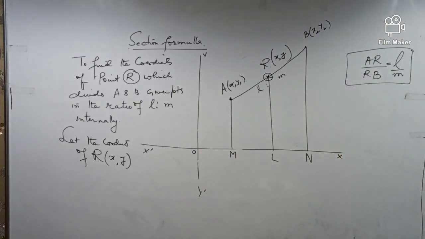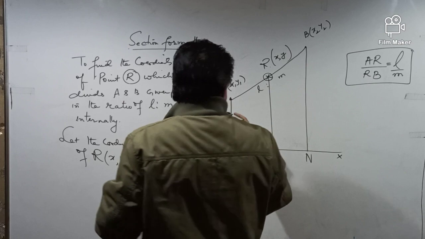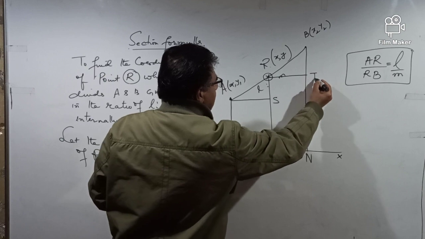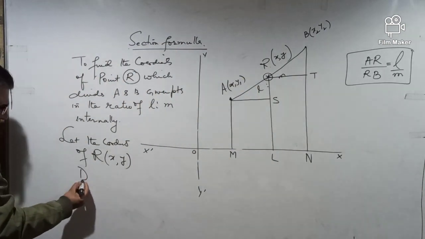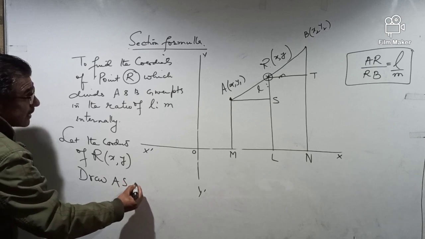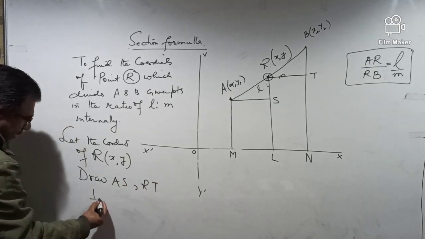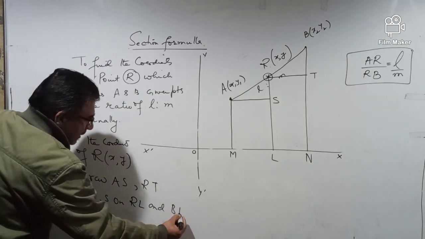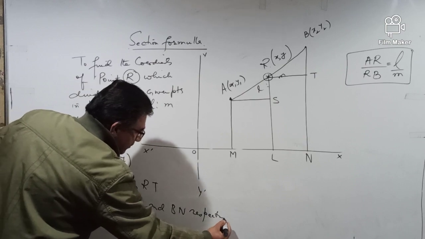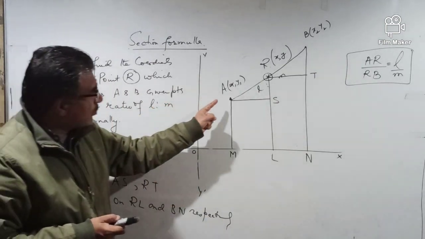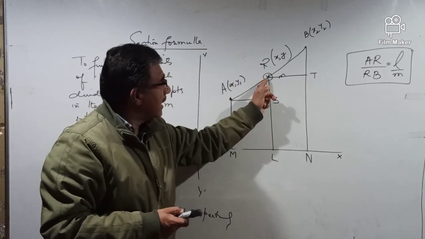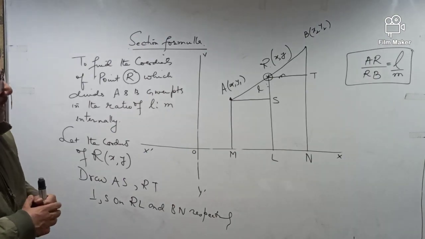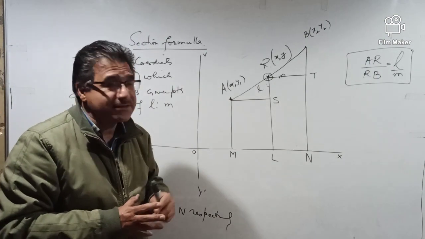Now see what I will do. I will draw one more perpendicular, AS, and I will draw another perpendicular RT like this: AS and RT perpendiculars on RL and BN respectively. See what I have done. I have drawn perpendicular AS upon this and RT upon this so that these two triangles are obtained. If you have a look, these two triangles are similar.